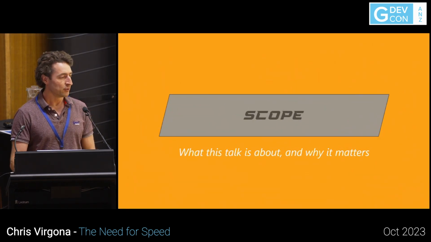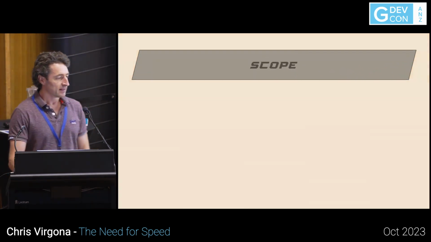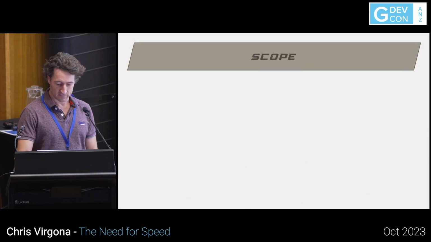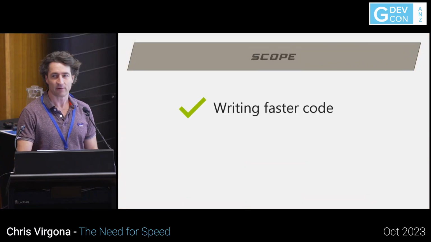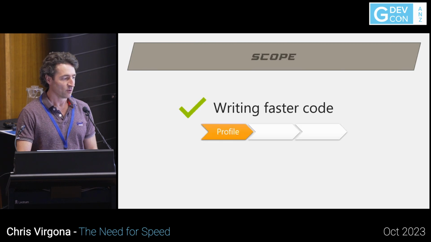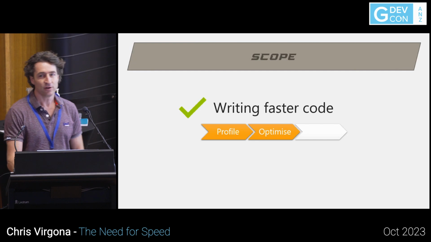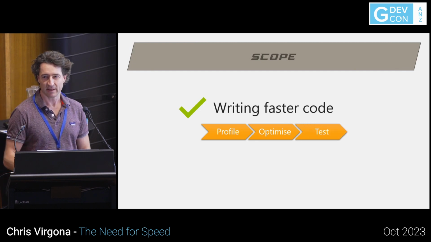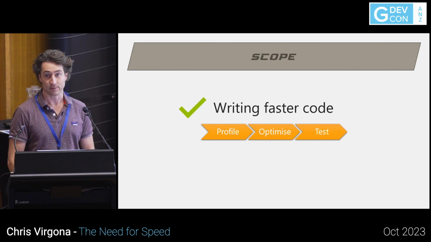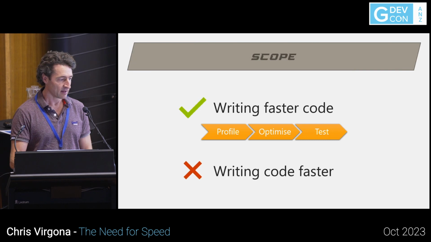Okay, so thanks Nick before for kind of setting us up here. This is about writing faster code, which, as I mentioned, starts with profiling. Then you can optimize, and you have to then see if what you've done hasn't broken anything and whether it actually makes a difference. So that's the basic workflow for getting your code to run faster.